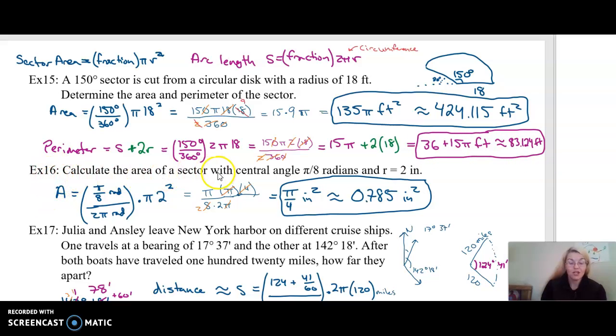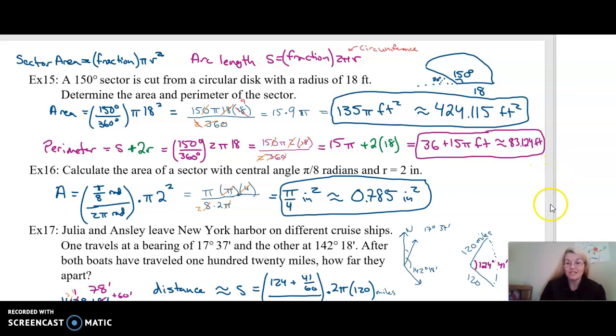For number 16, calculate the area of a sector with a central angle given to you in radians and radius 2. So again, your area is your fraction times the area of a circle, right? So the fraction of the circle is pi radians out of 2 pi radians. So when you divide this, right, the pi's will simplify and you're going to have 16 in the denominator, but 2 squared is 4. So your denominator is going to be just 4, right? And we still have a pi. So pi over 4 square inches, or 0.785 square inches.